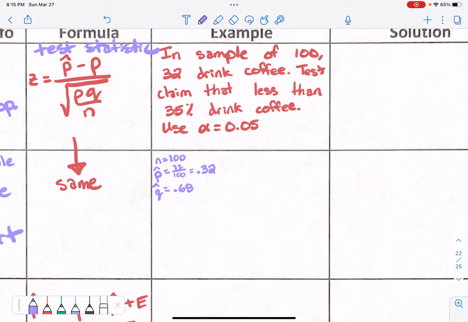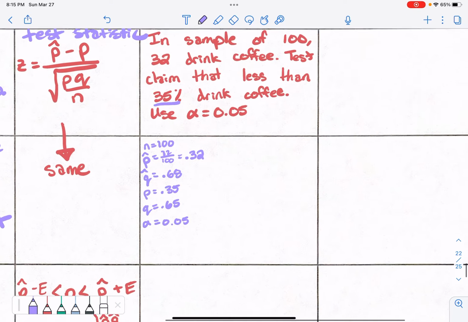So we are testing the claim that less than 35%. Well, 35% is what we're comparing to, so that's going to be the P, so 0.35, which means Q is going to be 0.65. So just slightly different numbers. And then they tell me to use a significance level of 0.05 to do that.